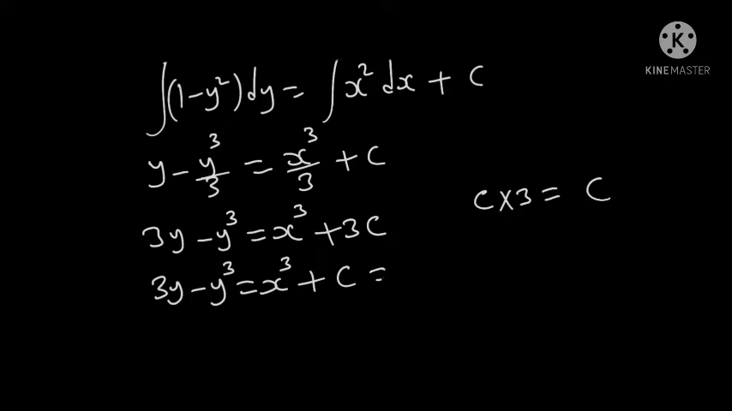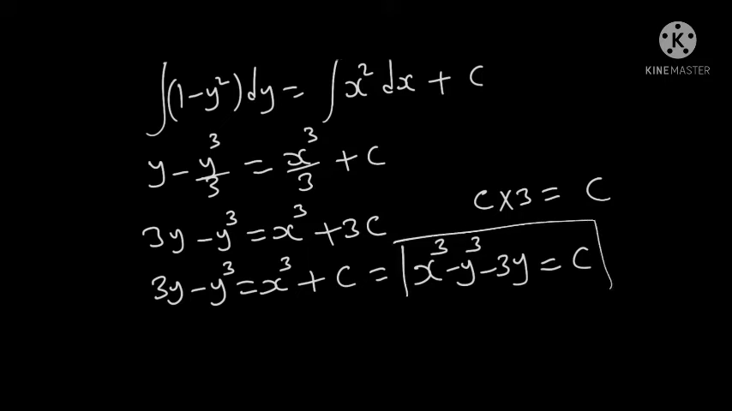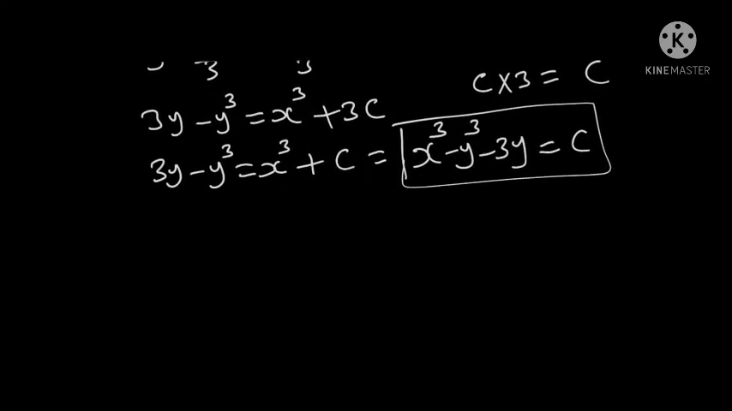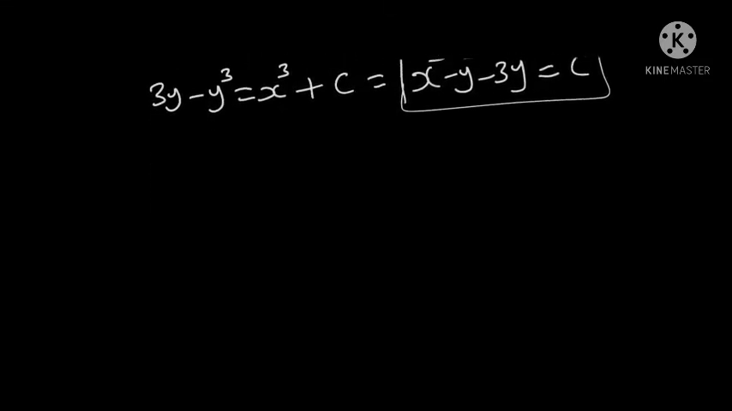We can write this one as x cubed minus 3y plus y cubed equals constant c, and this is the required general solution.